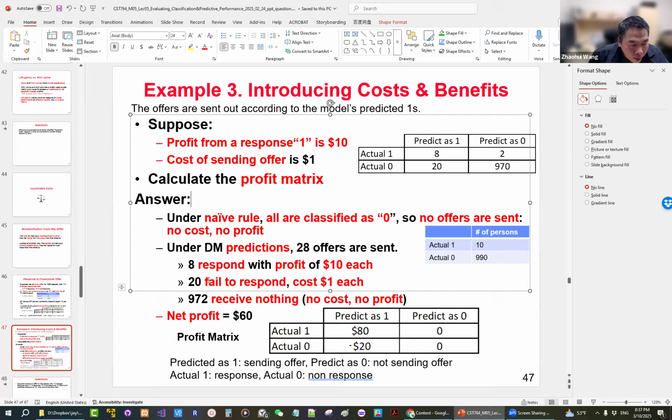Okay, for this one, because it has the cost of sending out offers. Oh, so essentially profit is positive, but a cost would be negative. So the cost to send is $1 for the company, which is why it's negative 1 times 20. Yes, yes. Okay, got it. Right, cost is a negative value. Got it. Thank you. Welcome.